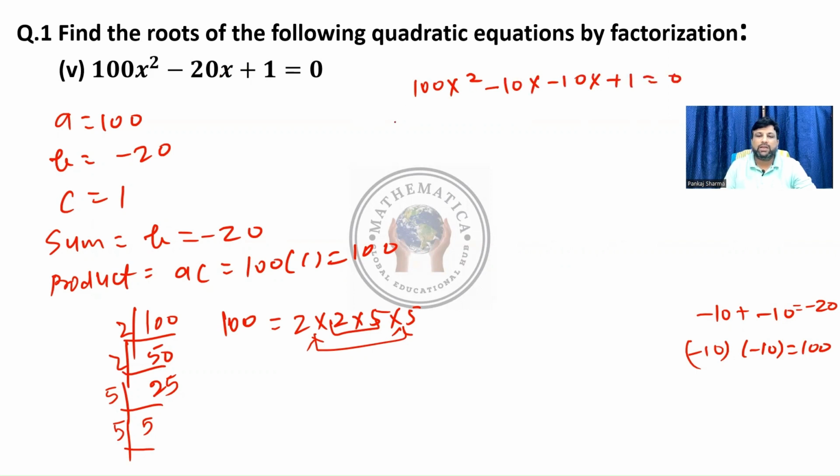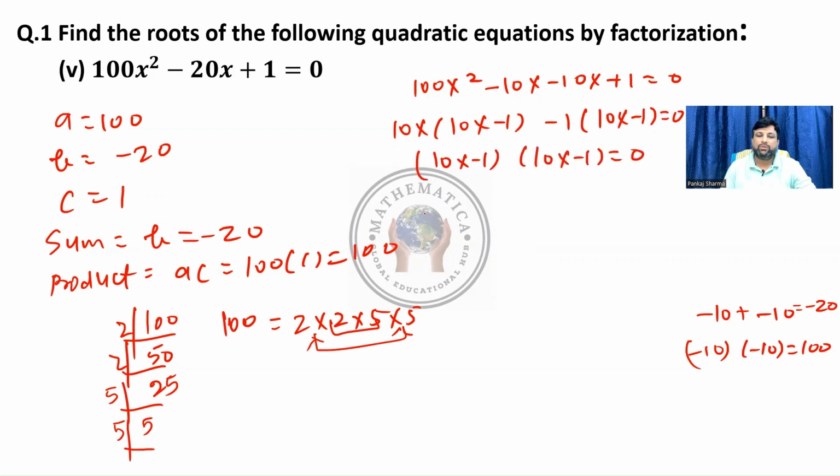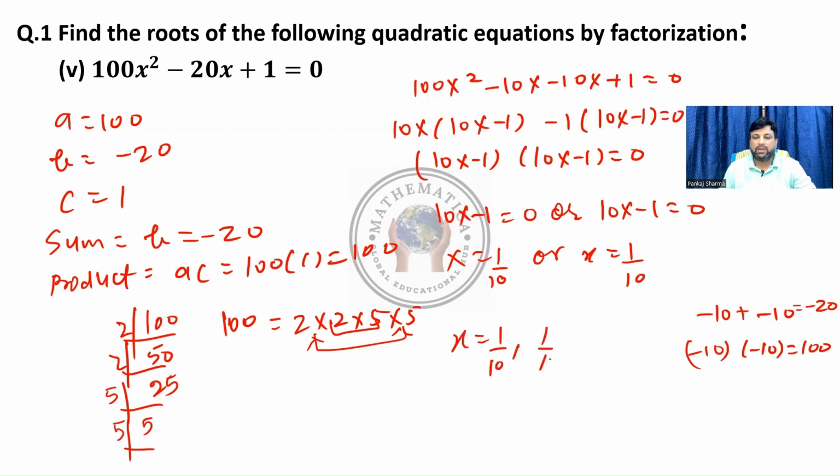Between these two terms we can take 10x common, so it will become 10x minus 1. From here we can take minus 1 common, 10x minus 1 is equal to 0. So 10x minus 1 is equal to 0 or 10x minus 1 is equal to 0. So x is equal to 1 by 10 or x is equal to 1 by 10. So x is equal to 1 by 10, 1 by 10, and both roots are real and equal. I think all parts of question number 1 are clear.